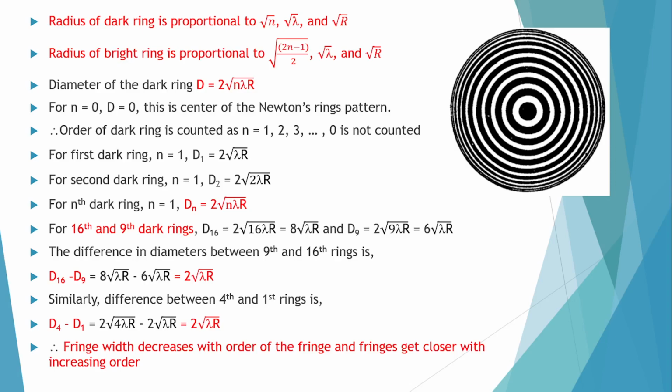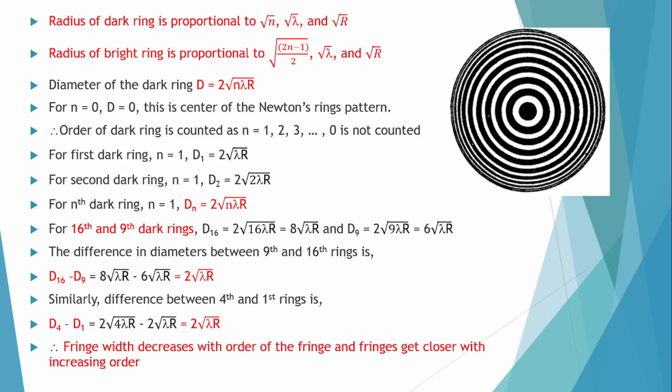So this was about the theoretical details. It is important to remember here that the radius of the rings depends upon 3 different factors: the order of the ring, more the order, more will be the diameter; the wavelength of the light used, more the wavelength, more will be the diameter; and the radius of curvature of the plano-convex lens, more the radius of curvature, bigger rings will be produced. Now look at the theory of transmitted light.